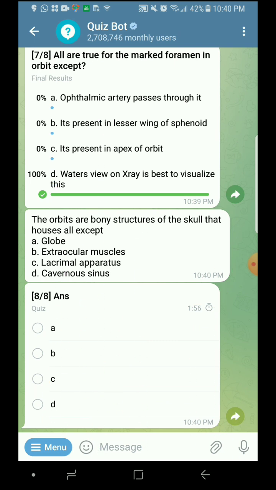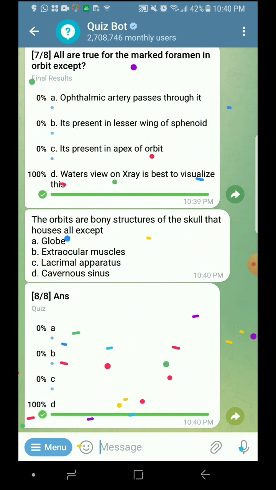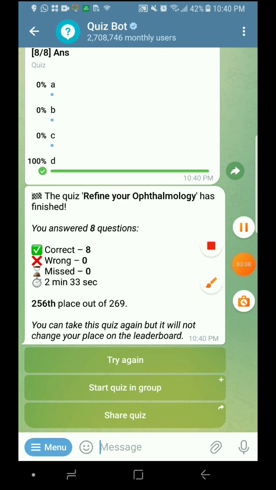And orbits are bony structures of the skull that house everything: eyeball, extraocular muscles, fat, lacrimal apparatus. But the cavernous sinus is a retro-orbital structure. It is behind the apex of the orbit, that is D. That's the questions. I hope you have done correctly. Best wishes from my side.